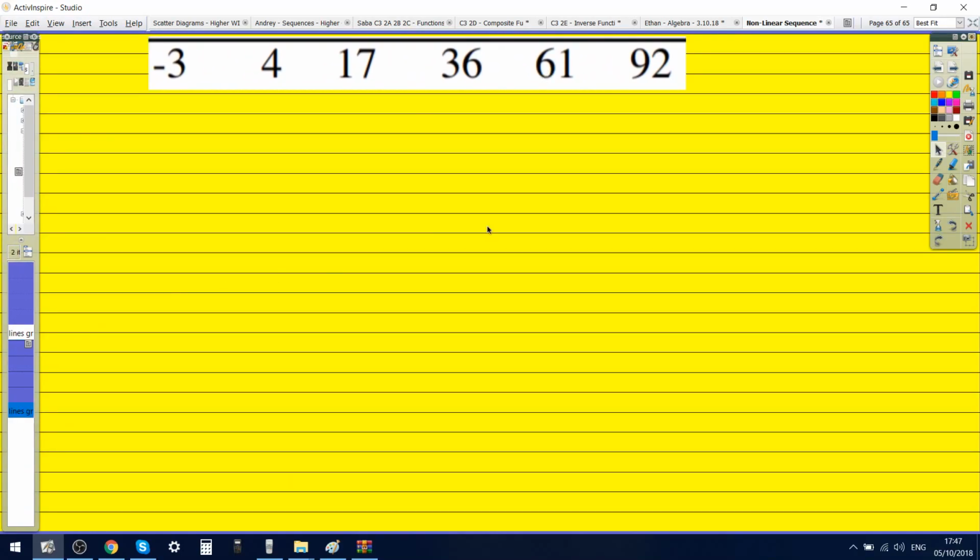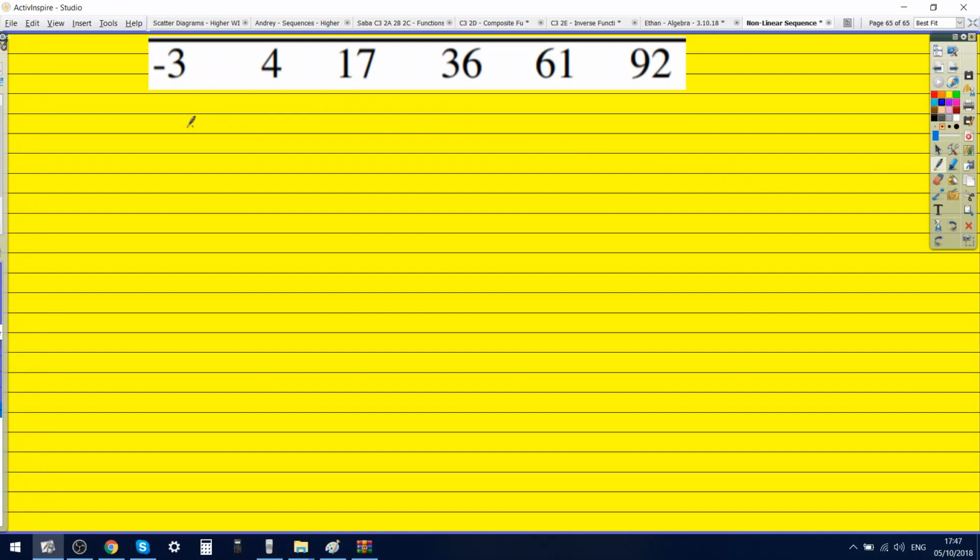So it's 7 for the first one, 13 for the next, then 19, 25, 31. So you've got to find the difference between them, which is 6 every time. So then you've got to do 6 divided by 2, which will give you A, which is 3. So A equals 3.